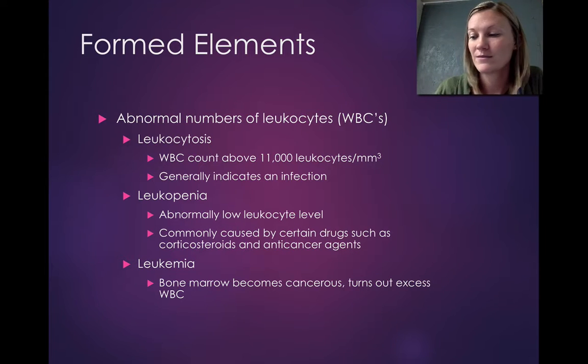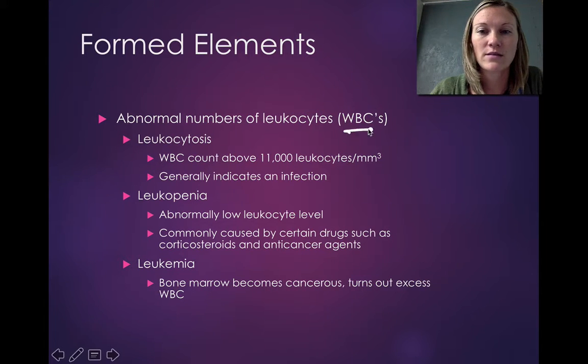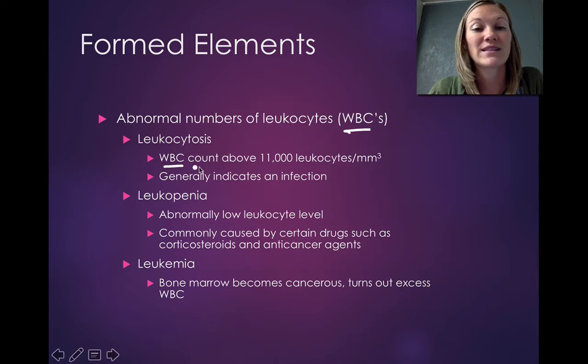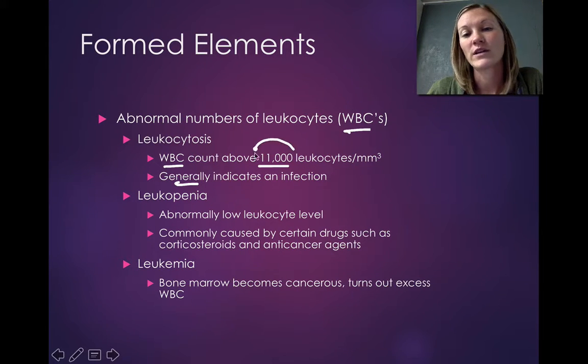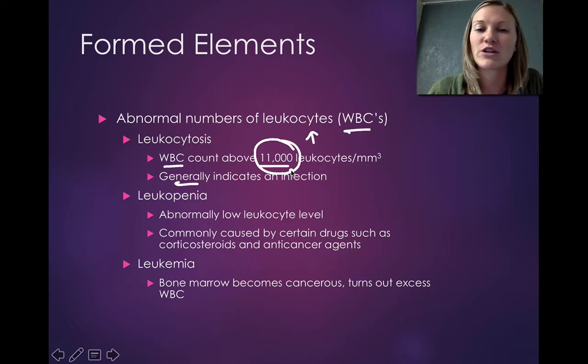Okay, so we're still talking about white blood cells. There are different types of abnormal issues that can occur with white blood cells. The first one is leukocytosis. This is where your white blood cell count is above 11,000 leukocytes per cubic millimeter. This generally indicates an infection. So if you have a really high number, you're going to be infected with something, whether it's a virus or a bacteria or something like that.